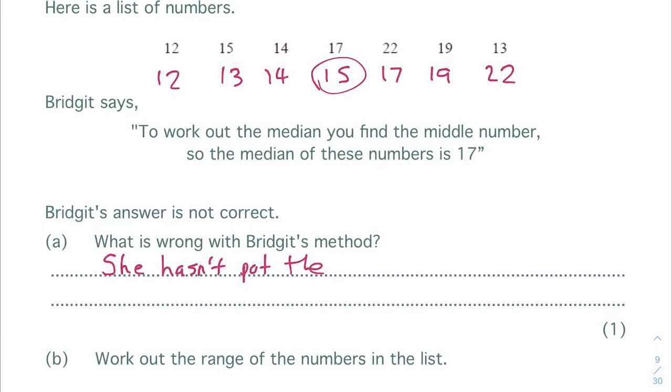Put the numbers in order. Obviously, if you want to do a larger explanation, like I've done, you can do that, and you can just point an arrow up to it to say she should have done it like this if you feel more comfortable doing that. But it's fine for us to just say she hasn't put the numbers in order.